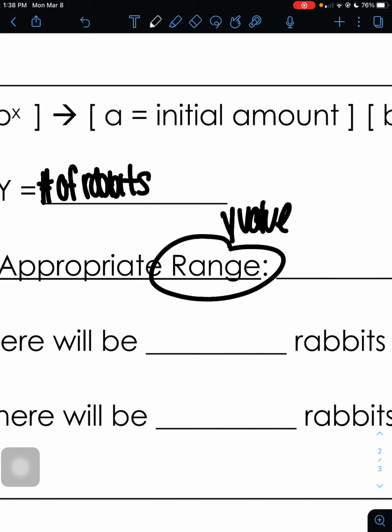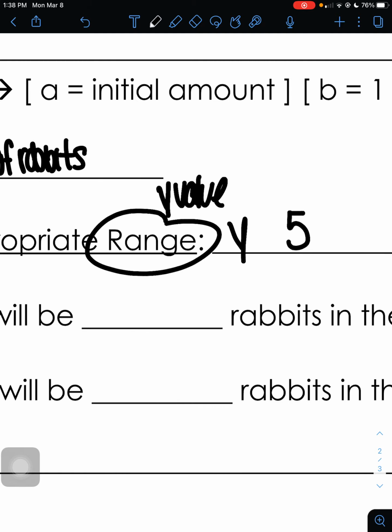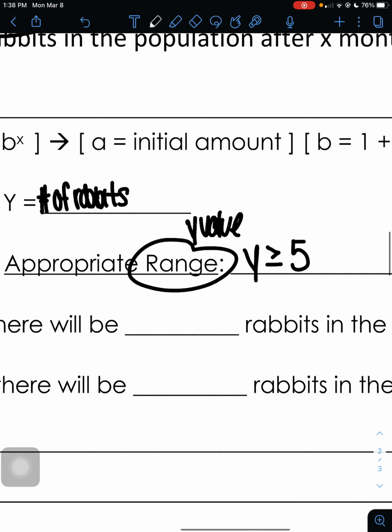So let's see. We started with 5. So I know that's going to be factored into my appropriate range some kind of way. So I want you guys to think about that A really critically because it's telling us something. So I'm going to go ahead and write that 5 down because we have 5 rabbits to begin with. Now, are we ever going to have 1 rabbit, just 1 rabbit? No, because these rabbit populations, they're quadrupling every month. So we're just going to get more rabbits, more rabbits, more rabbits. So an appropriate range for this one would be such that Y is greater than or equal to 5.